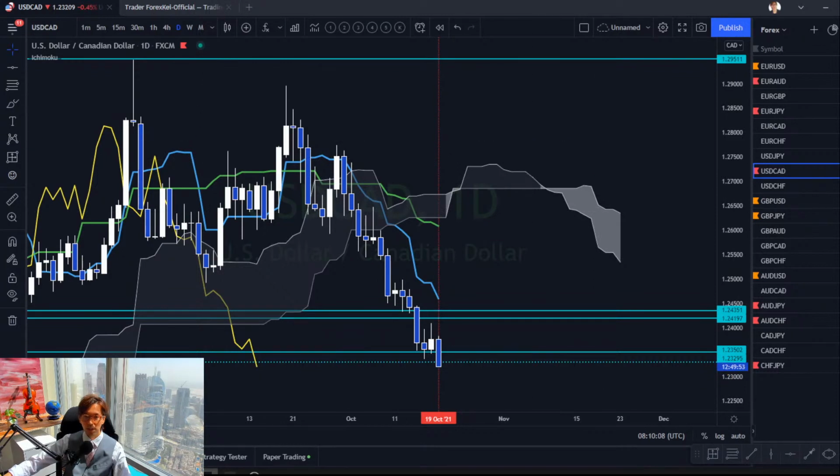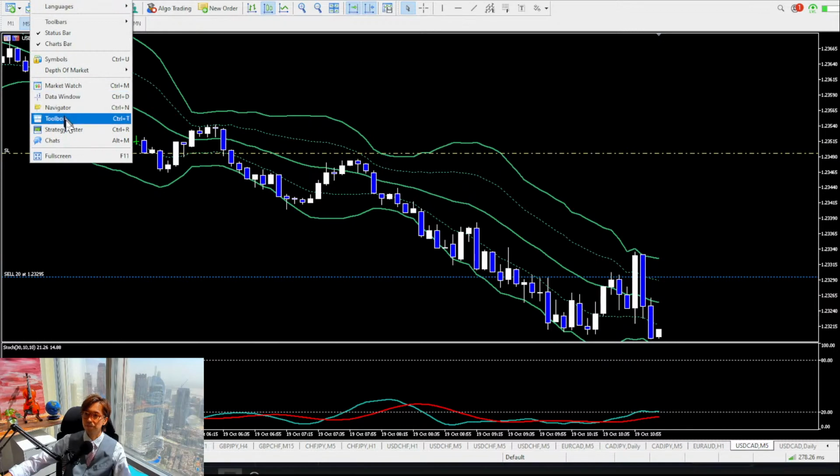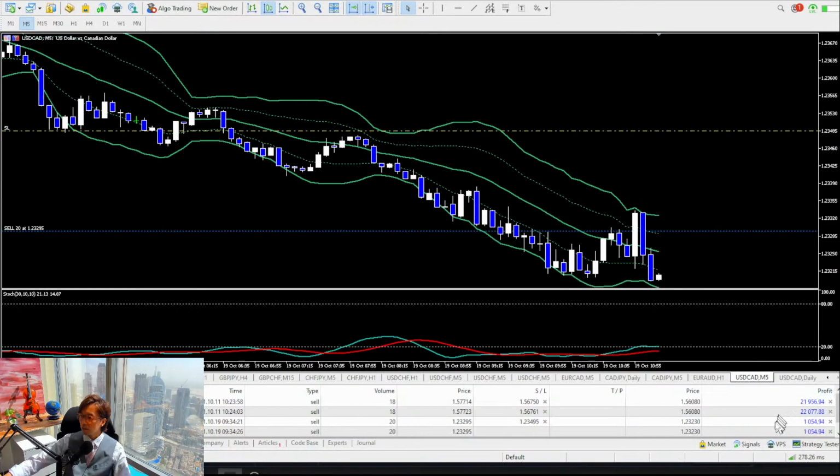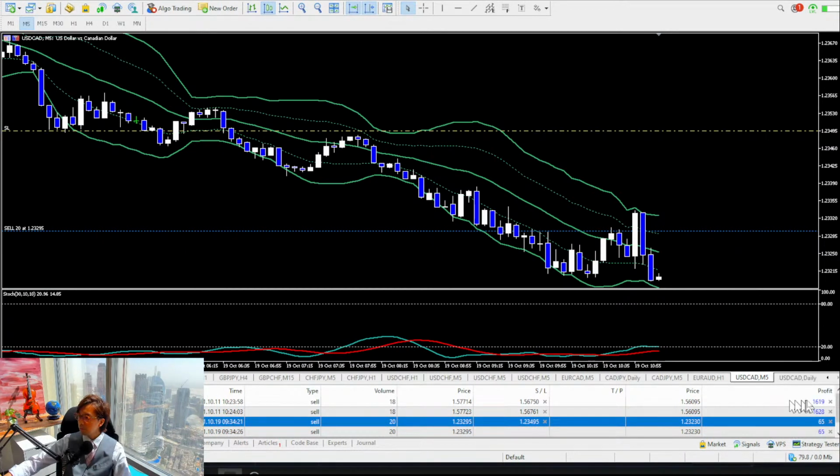Let me switch to the MT5. So here's my MT5 trade, and I sold it exactly here. And right now I'm in profit. Let me just turn to the toolbox. Okay, so sorry. Let me turn to the pips. So pips wise, I'm only running 7 pips of profit on this USDCAD.